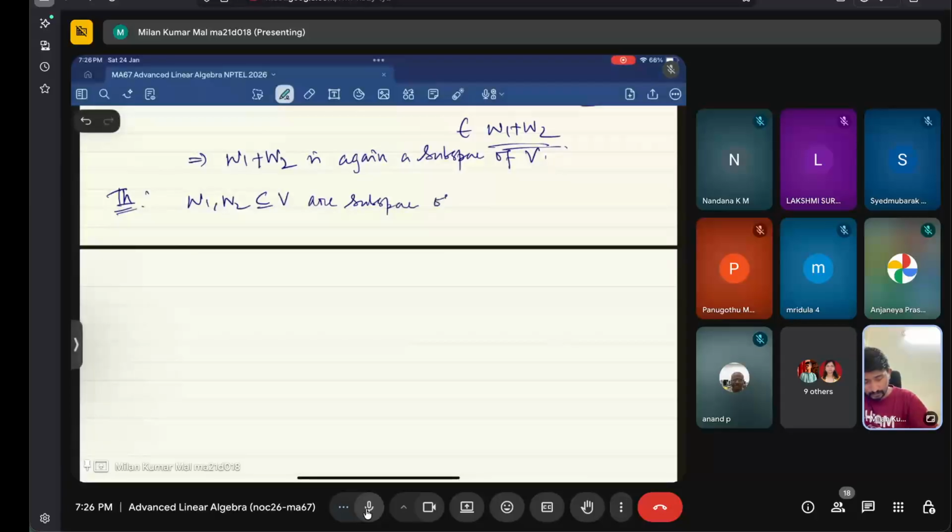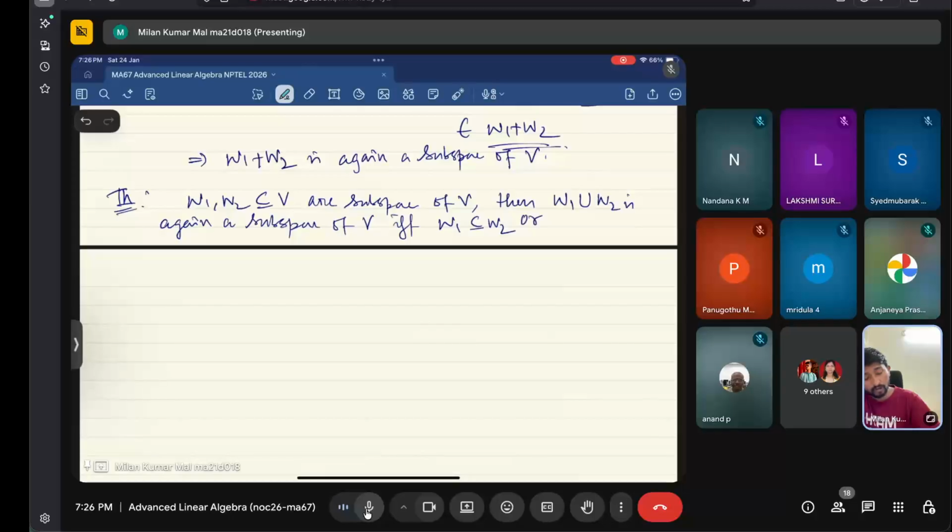Then W1 union W2 is again a subspace of V if and only if W1 is a subset of W2 or W2 is a subset of W1. W1 and W2 both are non-empty because they are subspaces. A subspace has to be non-empty. So this is the theorem.